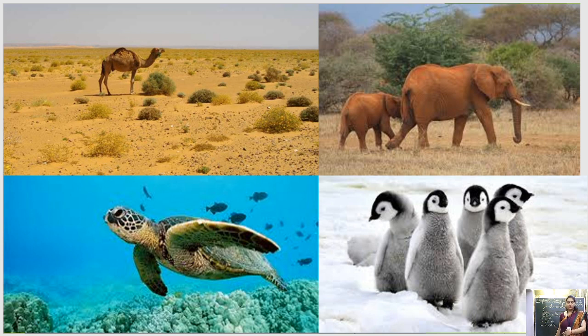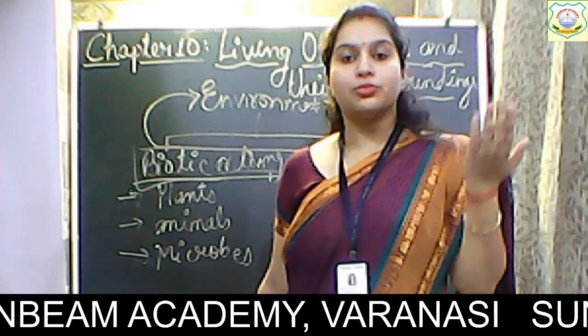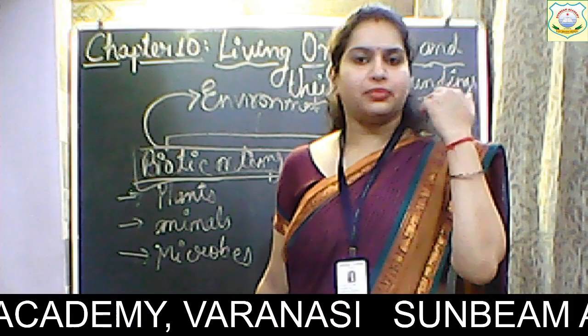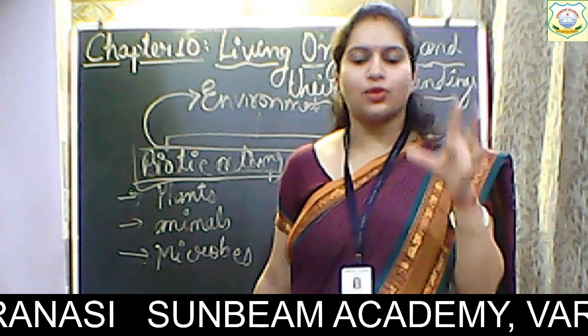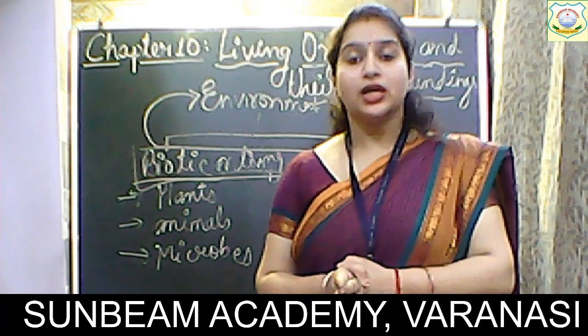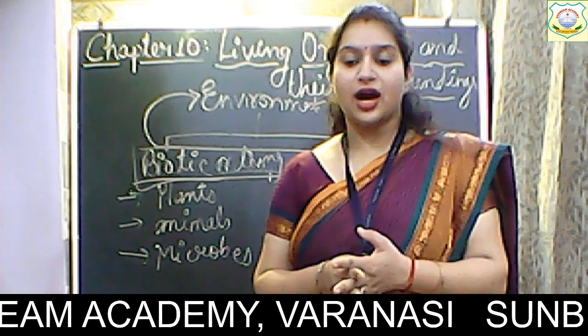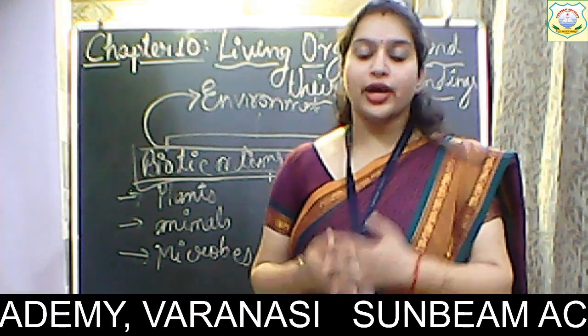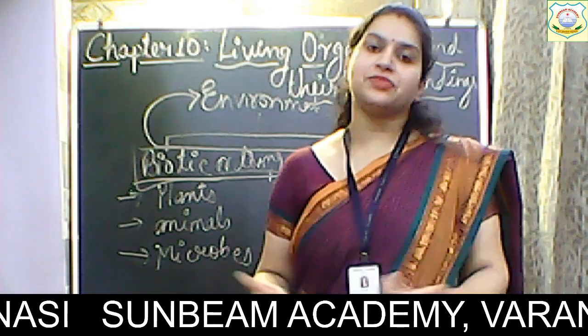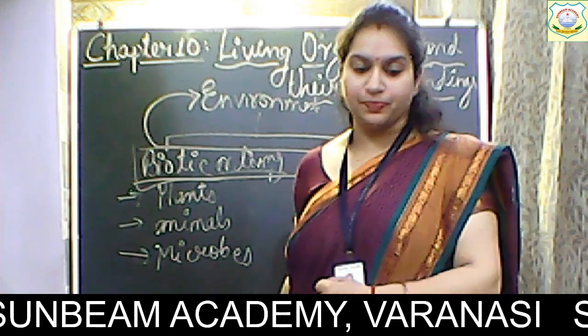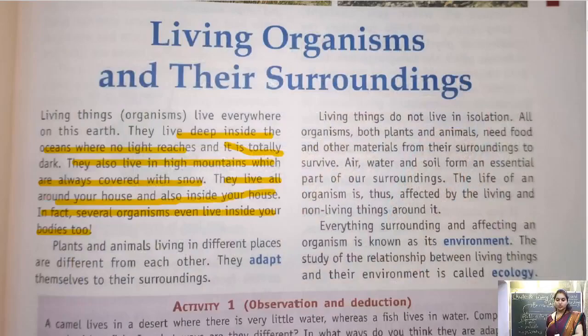Okay. Even it is seen in the case of humans also. The humans who are living in mountain or hilly areas, they have very small eyes, small hands and everything. Okay, so even these things are seen in humans also. So according to the environment, the plants and animals adapt themselves. So this is called adaptation. So let's see again in the text what is written.